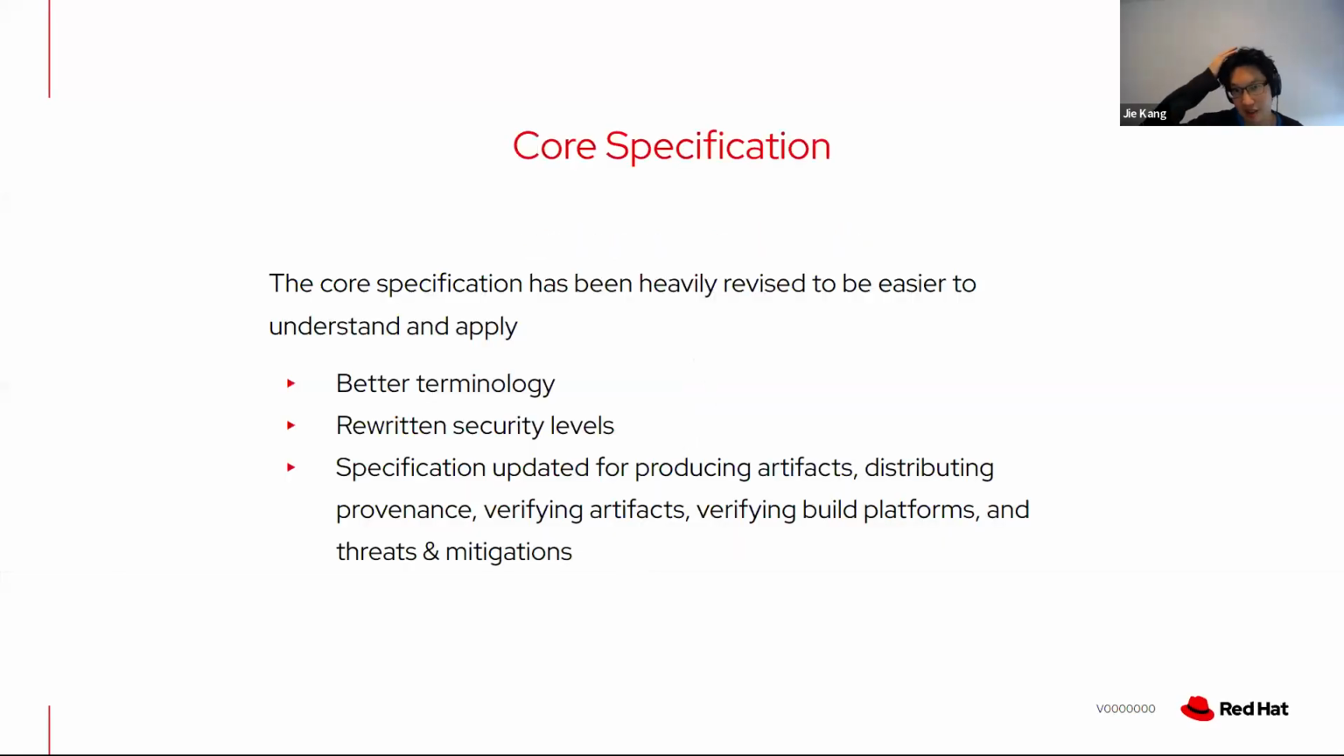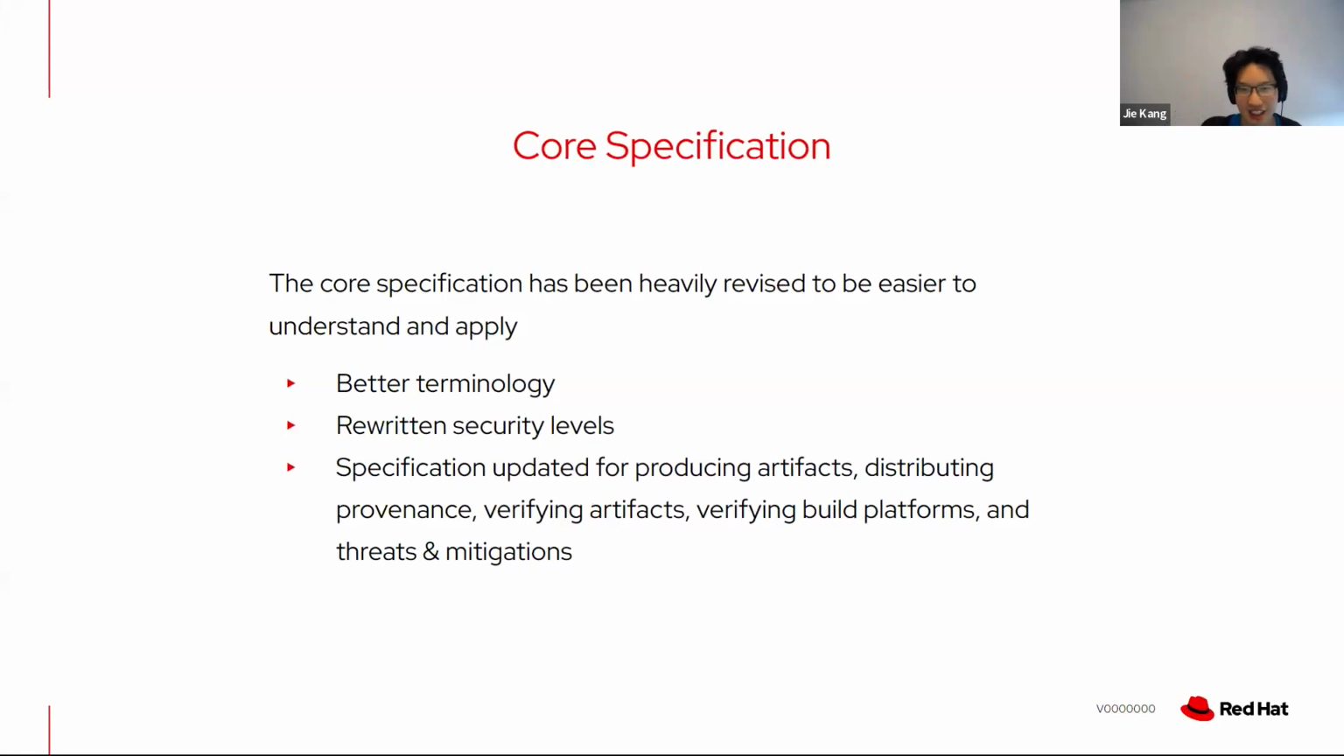Alongside that, they updated the core specification quite heavily. The general goal they mentioned was to continue to make the core spec easier to understand and apply. So there's better terminology. The security levels were completely rewritten as described before. And there were updates for producing artifacts, distributing provenance, verifying artifacts, verifying build platforms, and covering threats and mitigations.